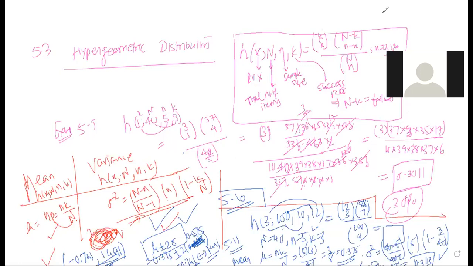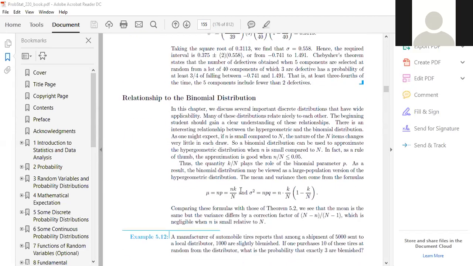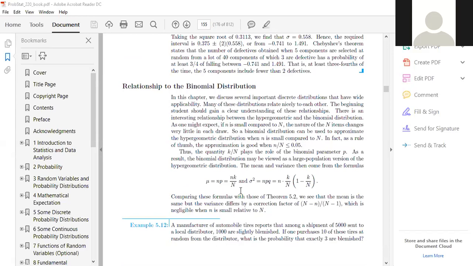So in the folder, let me clear this one. And now the relationship between the binomial distribution and the hypergeometric distribution. Again, let me share my book. It's really good to refer to this part. You can see here there is an interesting relationship between the hypergeometric and the binomial distribution, as one might expect. If n is small compared to capital N, the nature of the capital N items changes very little in each draw. So the binomial distribution can be used to approximate the hypergeometric distribution when n is really, really small. Guys, please keep this in mind.